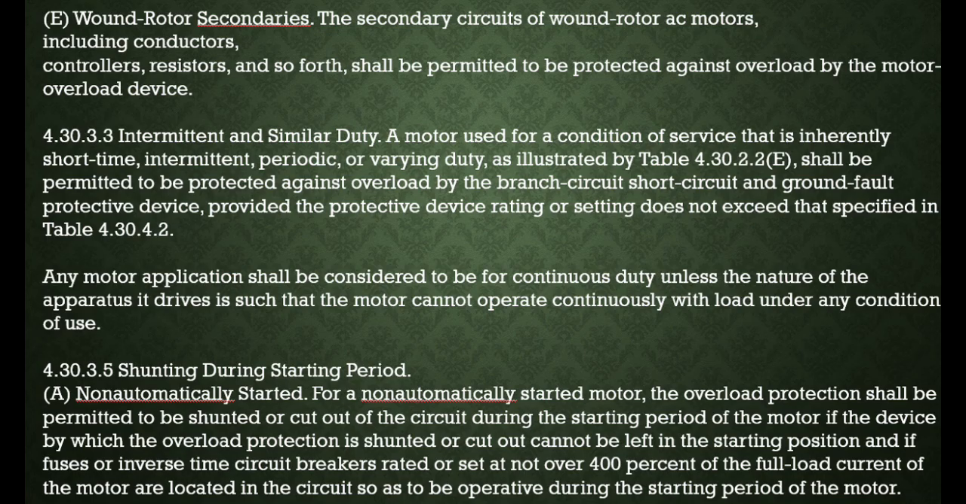Intermittent duty motors can be protected by the branch circuit device, provided its rating does not exceed table 4.30.4.2, and any motor application is considered continuous duty unless it cannot operate continuously with load. And also for non-automatically started motors, overload protection can be shunted during starting if it cannot be left in the starting position and if fuses or breakers are rated at no more than 400% of the full load current.